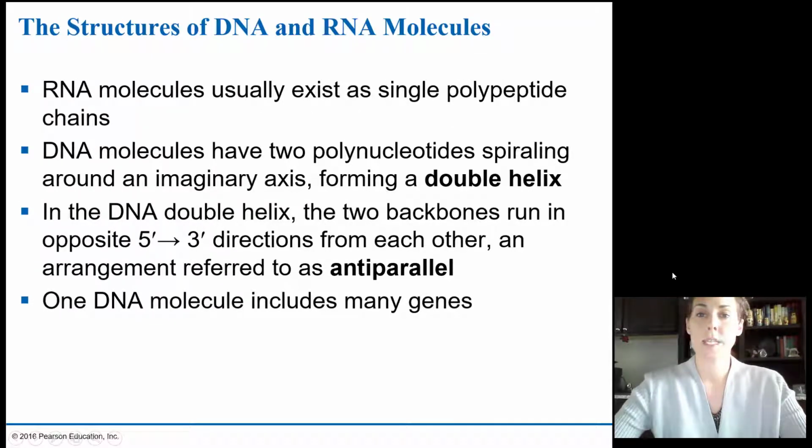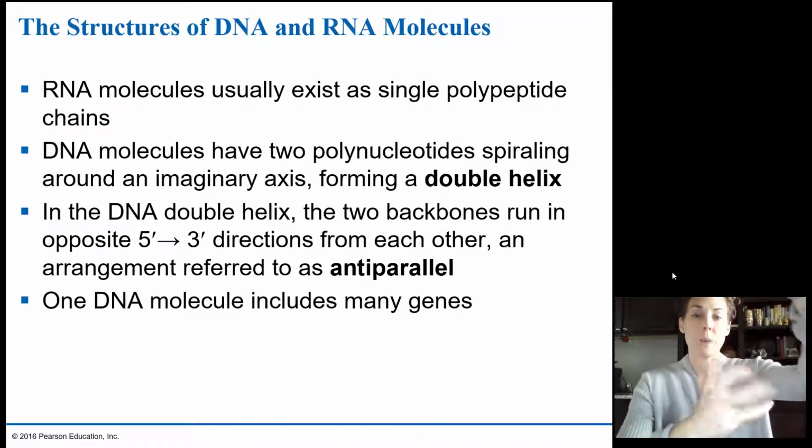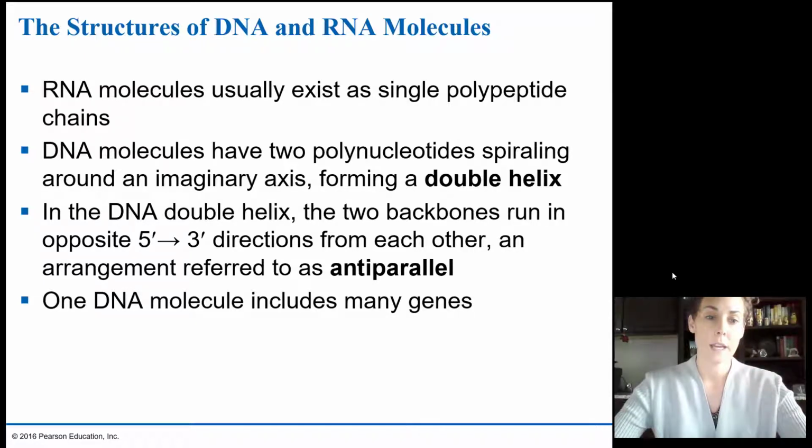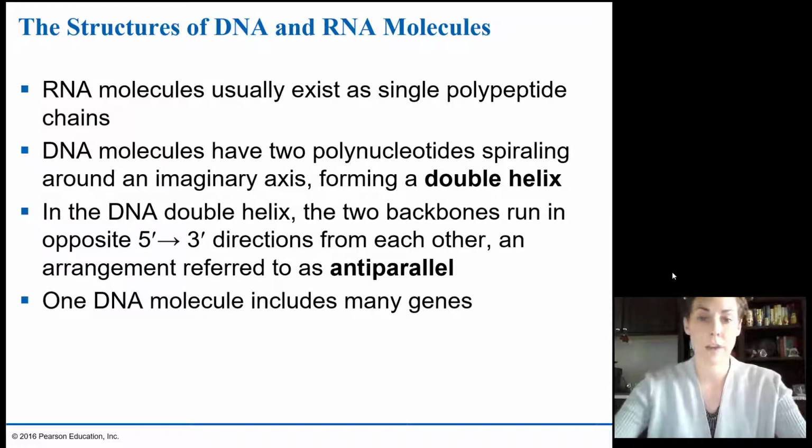RNA molecules usually exist as single chains, and DNA molecules have 2 chains together, and they end up spiraling and forming the double helix. In the DNA double helix, the 2 backbones run in opposite directions. I mentioned this before, right? So it's 5' to 3'. On the other side, it's 3' to 5'. And that is called being anti-parallel. So I would know what a double helix is. I would also know why DNA is considered anti-parallel.